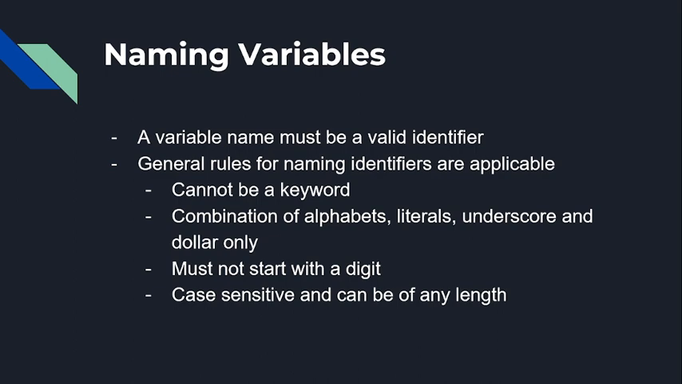Okay, my mistake, I guess there is a typing mistake here. It should be alphabet and digit. So I can have alphabets, digits, underscore and dollar, but it must not start with a digit. So it can start with the rest of them, but it should not start with a digit. It is case sensitive, so the uppercase and the lowercase are identified separately, and it can be of any length. There is no restriction on the length of an identifier. So this is how variables can be named.